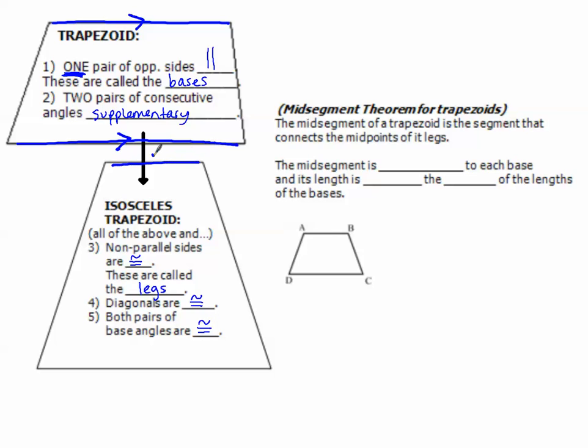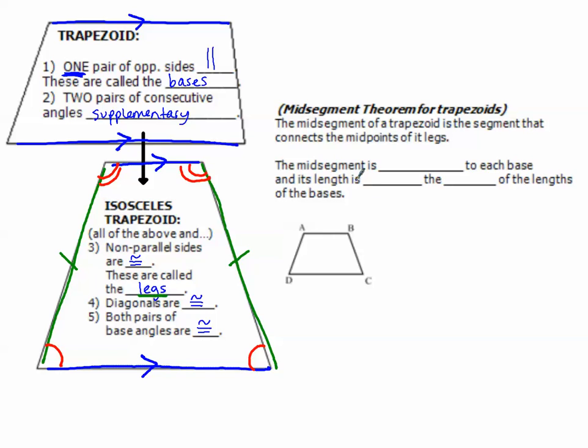Visually, well, you've got a lot of other visuals in your notes, but here are the parallel bases. The legs are these two guys that are not the parallel sides, but in an isosceles trapezoid, those will be the congruent ones. And then you have the base angles along one base congruent and the base angles along the other base congruent.